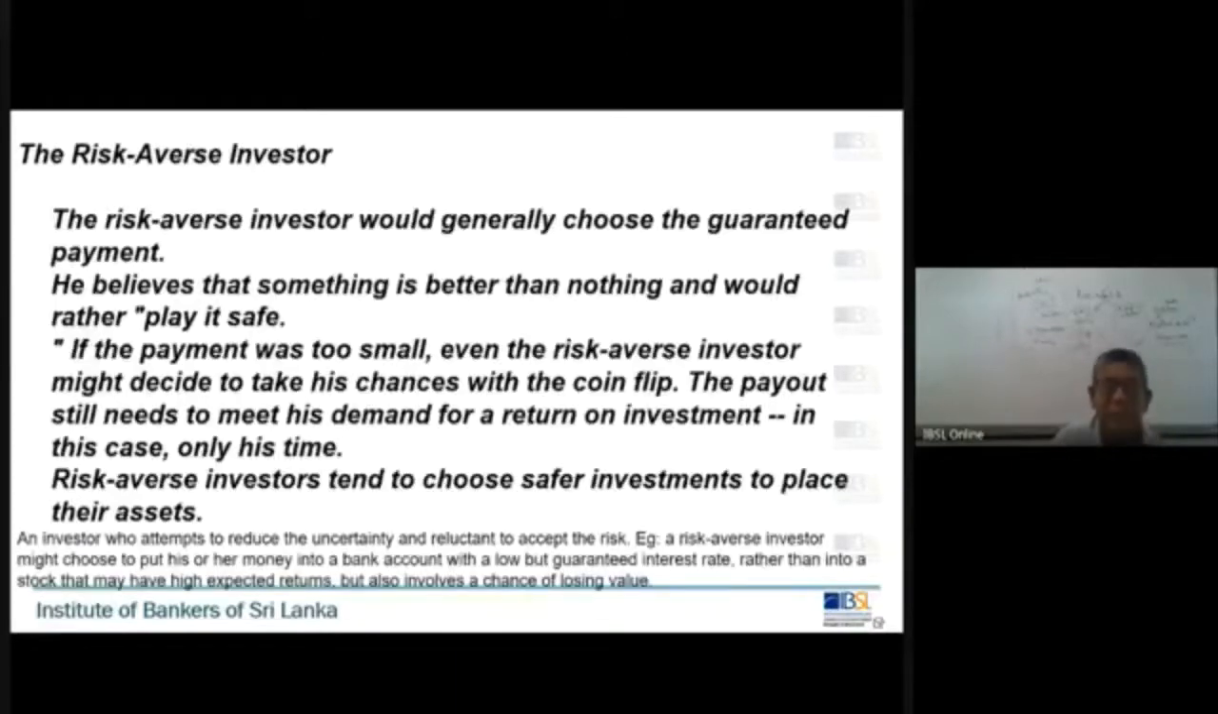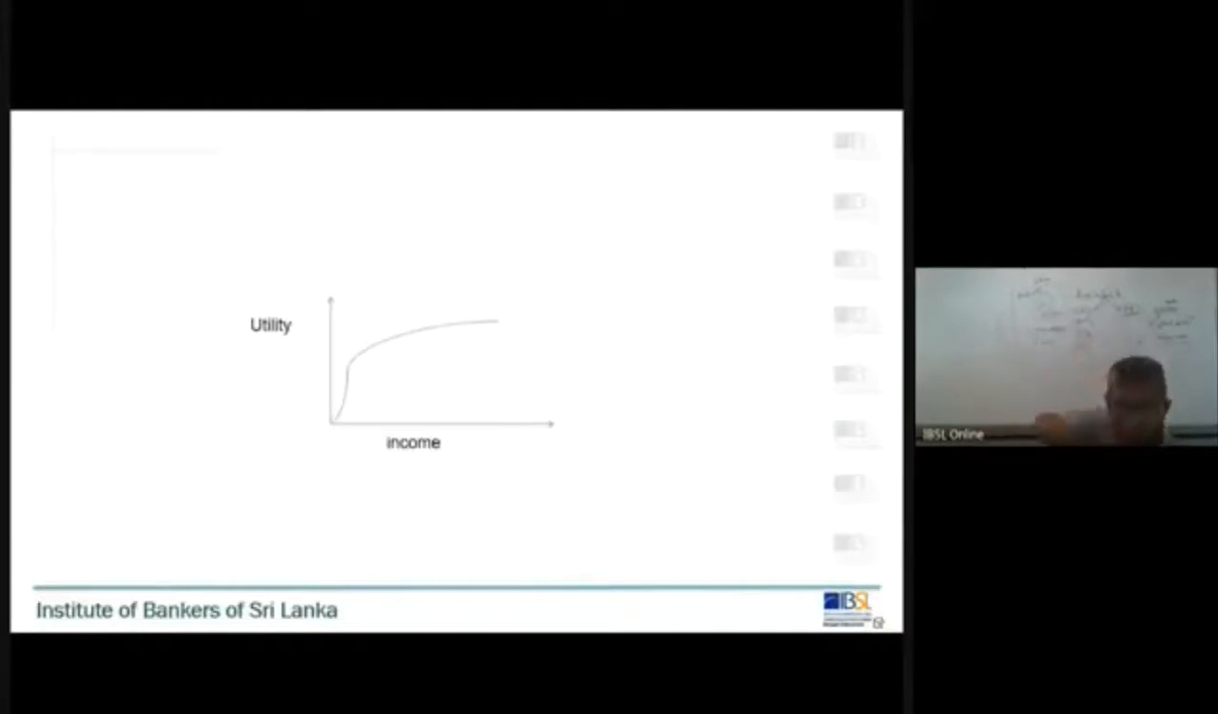The next type of investor we call the risk averse investor. A risk averse investor would generally choose the guaranteed payment. He believes that something is better than nothing. He is expecting, I need at least so much. So how can you reduce the risk? A risk averse investor might choose to put his money into a bank account with a low guaranteed interest rate rather than into the stock market, which may have a high expected return. He says, okay, at least I need some money. This bank will give me so much, so I'll put the money in. Therefore his graph is the other way, called convex.